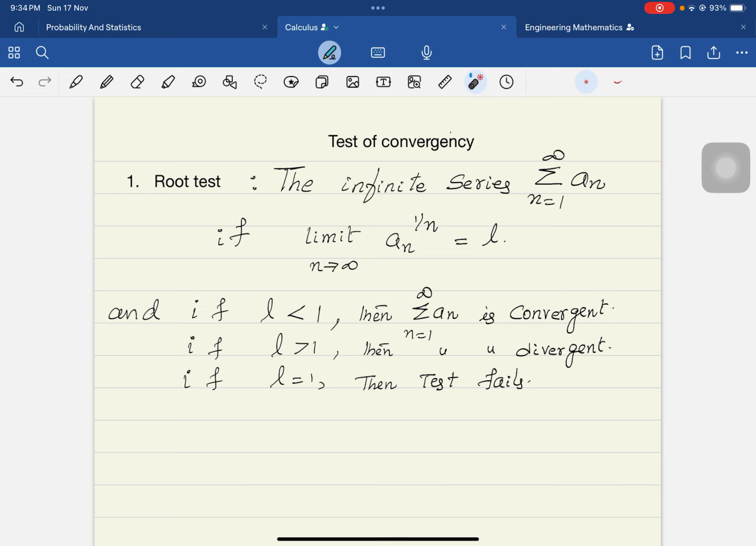So the criteria here is to find the limit as n tends to infinity of the term a_n to the power 1 by n, and let it be L. If this limit L is less than 1, then the given infinite series is convergent. If the limit is greater than 1, then it is divergent. And if the limit is equal to 1, then we say that the test fails. That means this root test fails, so we are not in a position to say whether the series is convergent or divergent if the limit L is equal to 1.